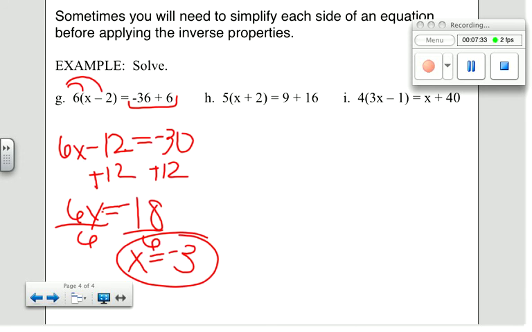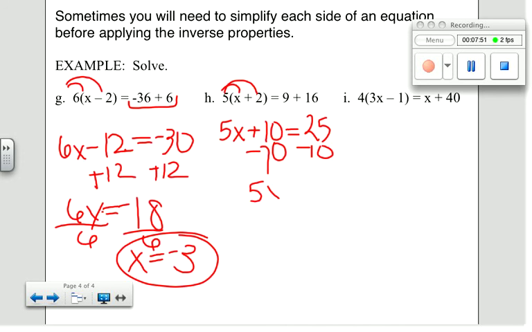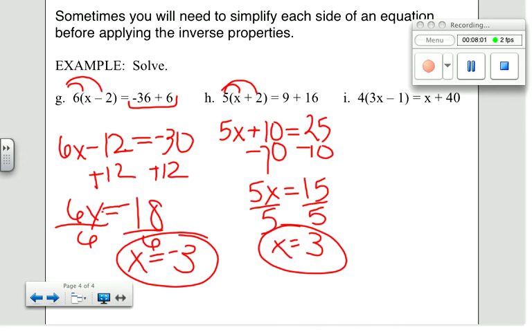Again, just like G, you have some distribution to do. So you take 5 times x, 5x, 5 times 2 is 10, equals 9 plus 16, 25. Undo the addition, minus 10. 5x equals 15. Divide both sides by 5. x equals 3. Boom. Done.